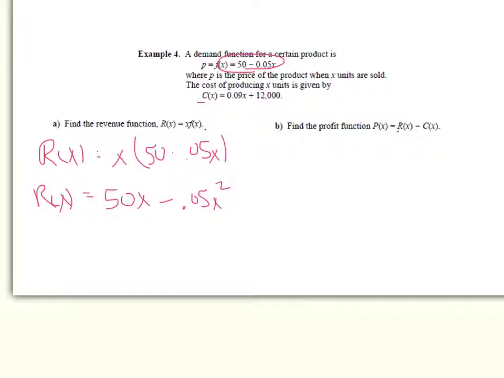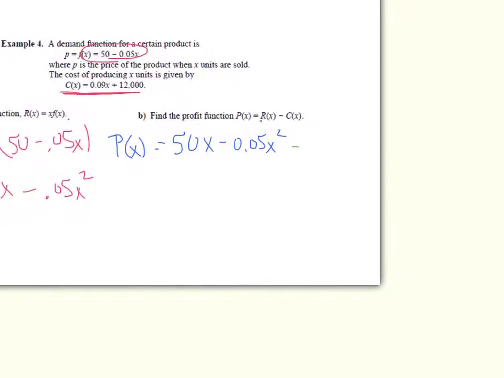Now, you know what the cost is, and so to get p of x, we're going to subtract the two. So p of x would equal r of x, which is 50x minus 0.05x squared, minus the cost function, which is, looks like I'm going to be running out of room here. See if I can move this over. There we go. Parentheses 0.09x plus 12,000. And now it's just a matter of cleaning it up.